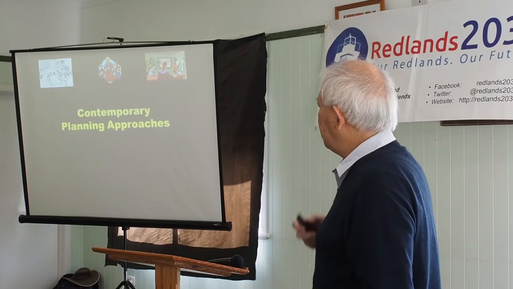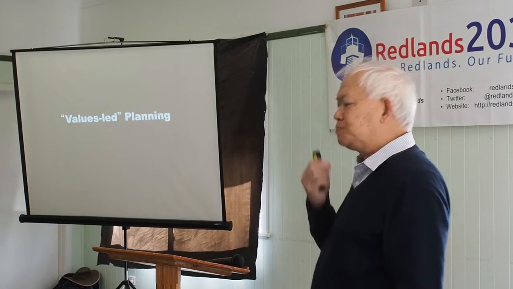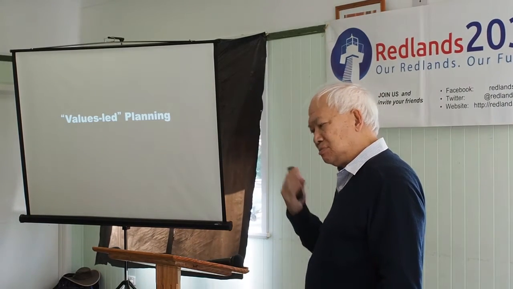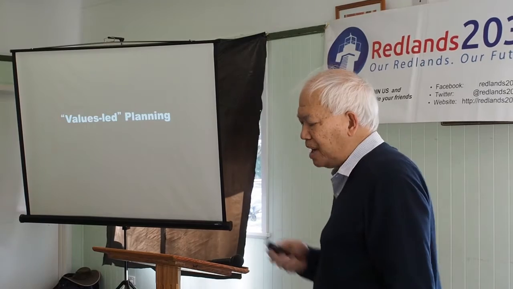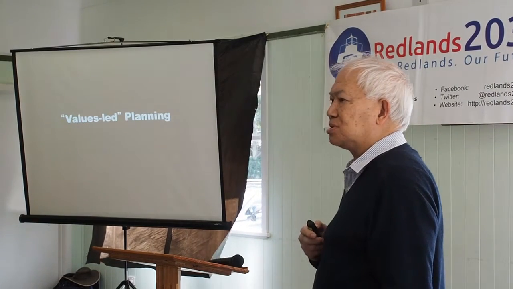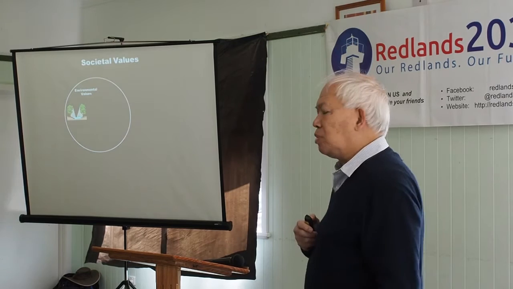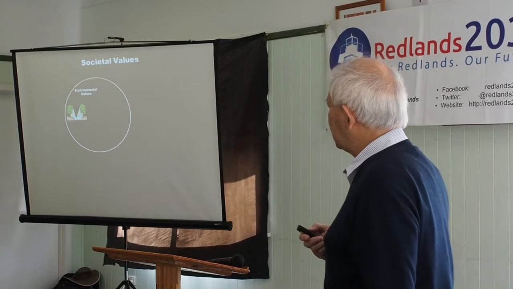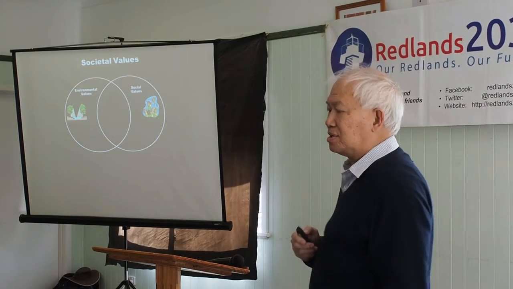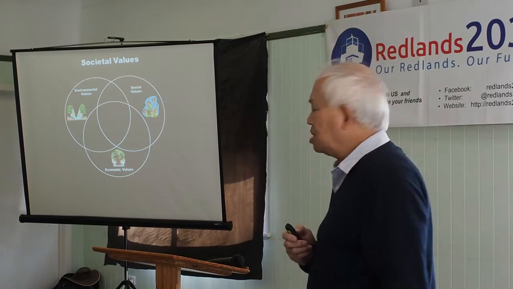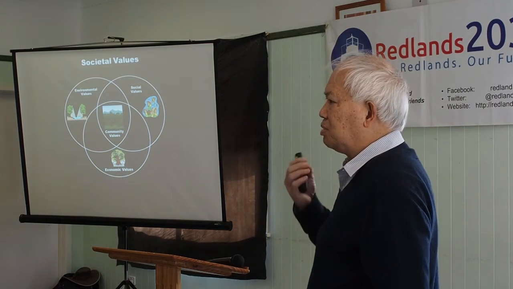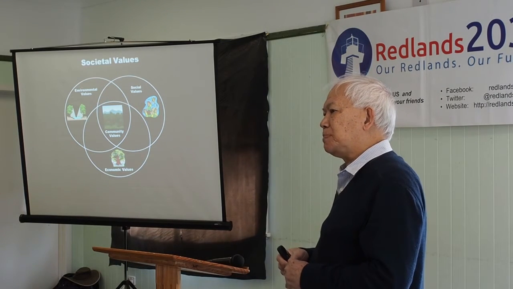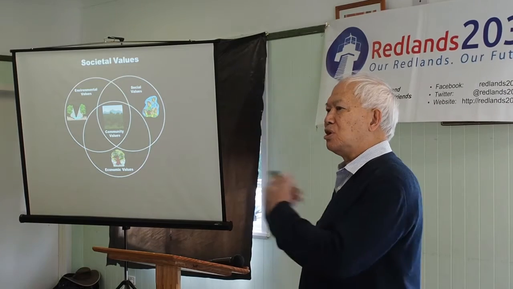So let's deal with contemporary planning approaches first. First of all, we are using an approach to planning in Queensland, in other states in Australia, other parts of the world, which can be called values-led planning. And what do we mean by that? Societal values are driving planning, or should drive planning. Well, obviously there's environmental values, social values, economic values, and the overlap is where we bring together what we might call community values. So it's those community values that planners should attempt to elicit in order to drive forward planning.